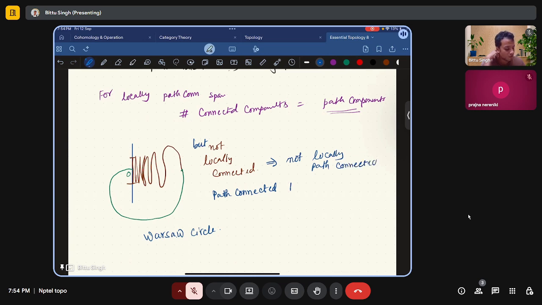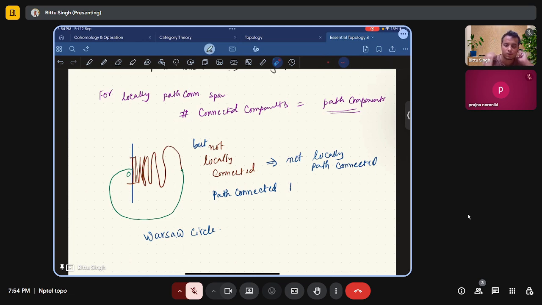Because locally path connected implies locally connected. So if something is not locally connected, it is not locally path connected. The only problem is the points on the y-axis. Here you can see the neighborhood of any point contains something like straight lines like this. So those are actually disjoint sets, right? So this will create the issue.